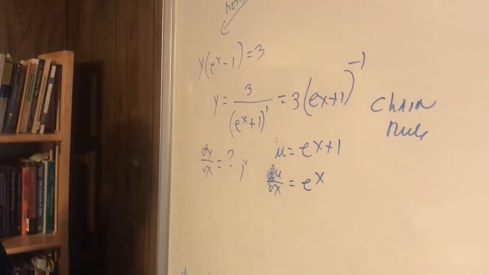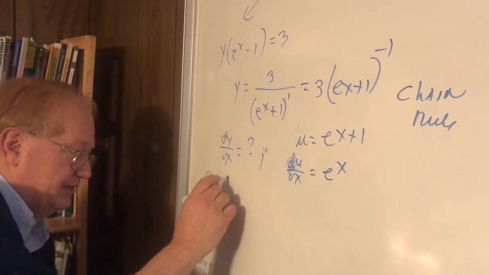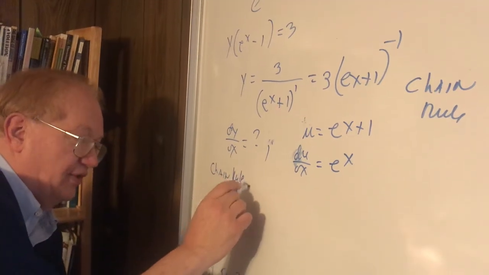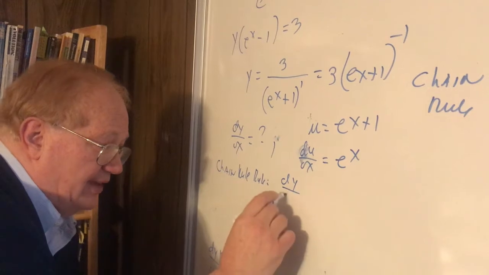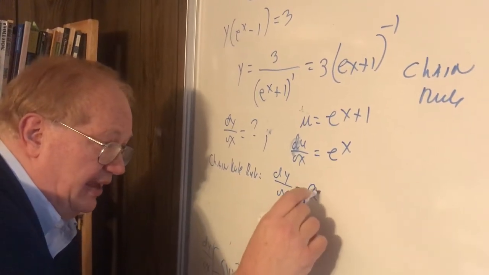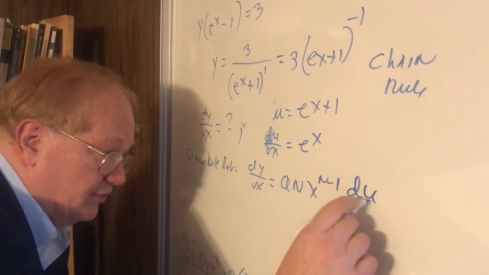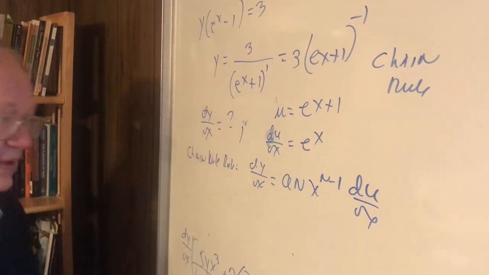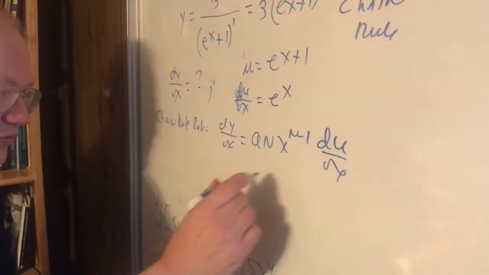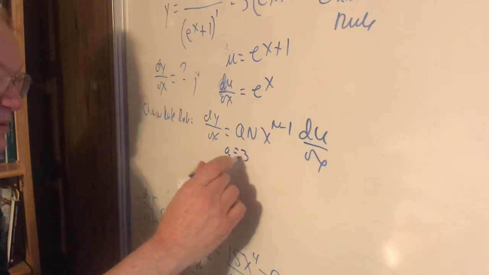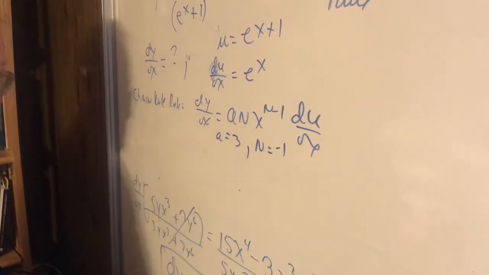What's my chain rule formula? Well, what's my chain rule? Not the formula. That's what I use for implicit. So my chain rule I gave is what? dy dx is a n x to the n minus 1 du dx. All right, what's a here? A is 3, n is minus 1, right?